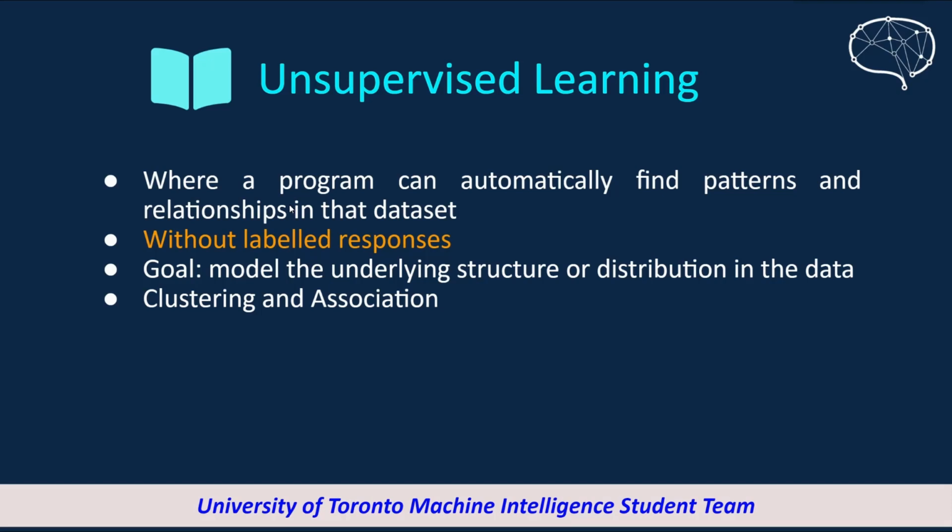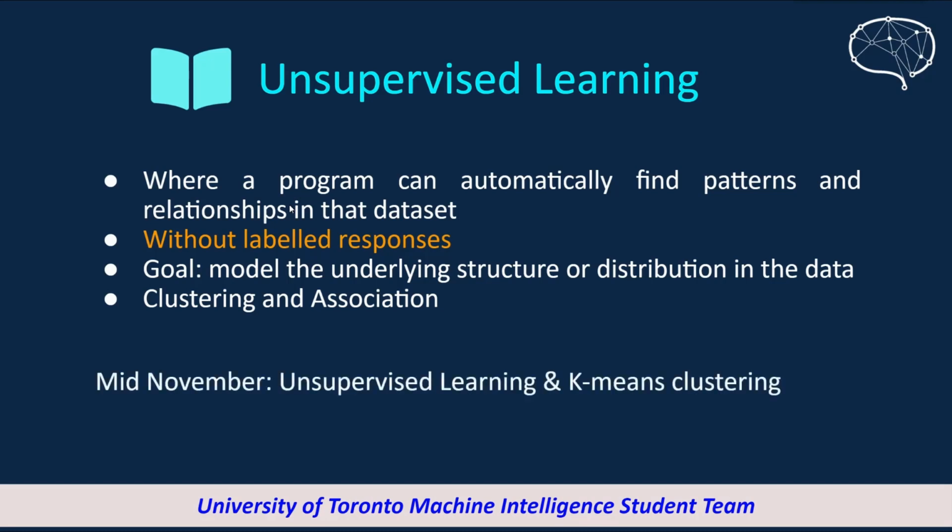More advanced unsupervised learning includes, for example, generating new data, like new images, or doing style transfer, for example, transferring a black and white image to a colored image. In mid-November, Shubhra, the other mentor, will be talking more about unsupervised learning and a specific algorithm called k-means clustering. To help you understand unsupervised learning better, here are a few examples.